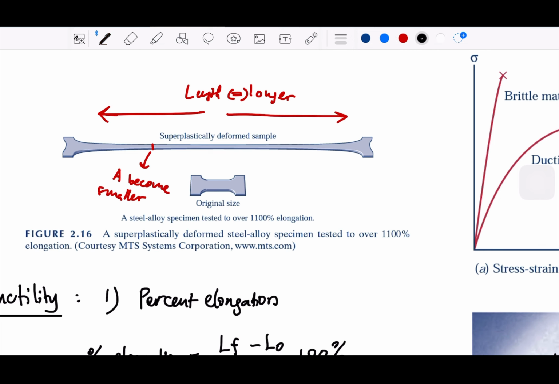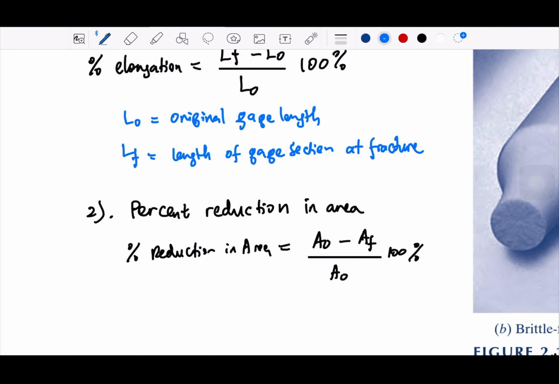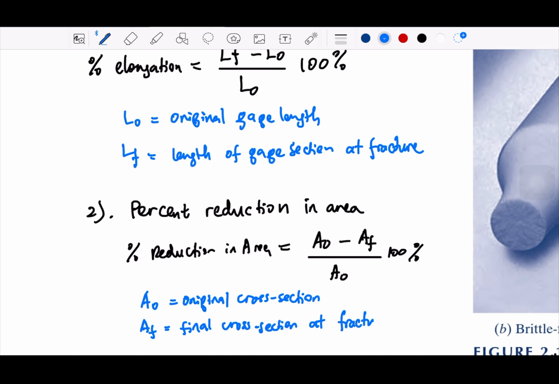So we could write the percent reduction in area is equal to the original cross section minus the final cross section at the fracture location, divided by the original cross section.